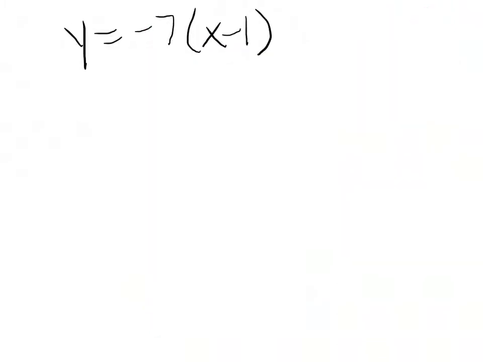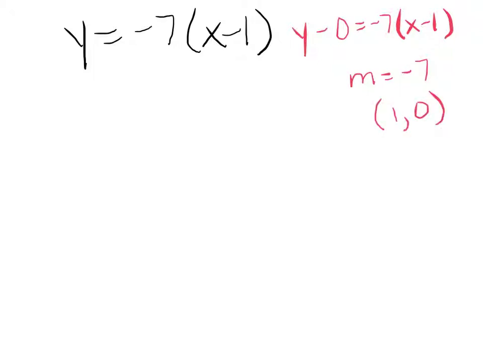Okay, trick problem. What form is this one in? It's actually in point-slope form. It just looks a little bit different. Y minus 0 equals negative 7 times x minus 1. That's the exact same equation. So we know that this equation has a slope of negative 7, and it goes through the point 1, 0.